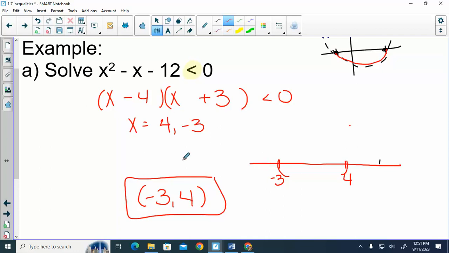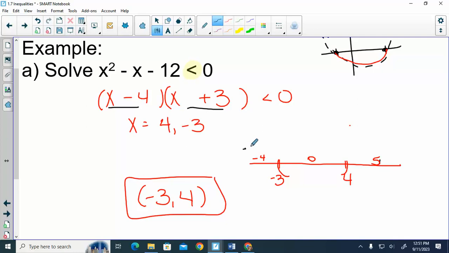So for a test point, we need a number smaller than -3. So maybe I could do -4. I need a number in between -3 and 4, so maybe a 0. And then I need a number bigger than 4, so maybe a 5. And we're just going to plug those test points back in here. So if I put in a -4, -4 minus 4, that's still negative.